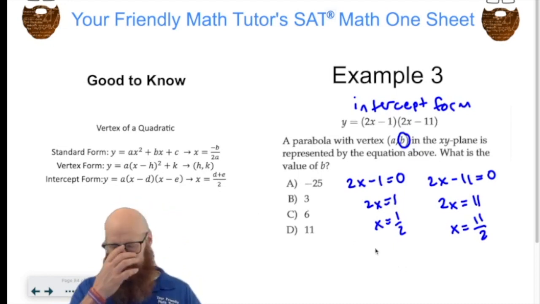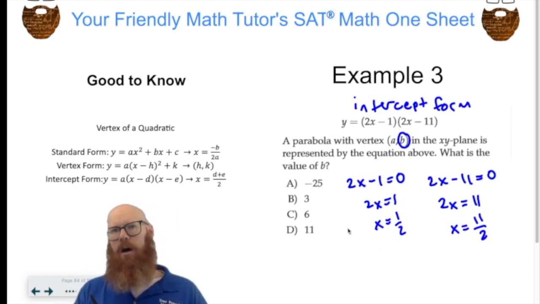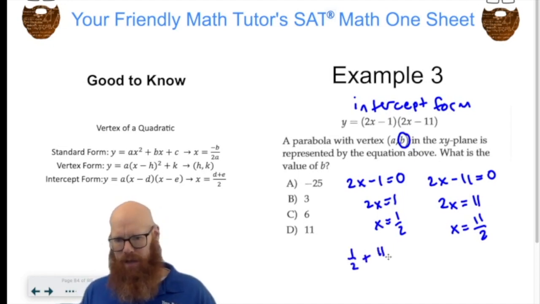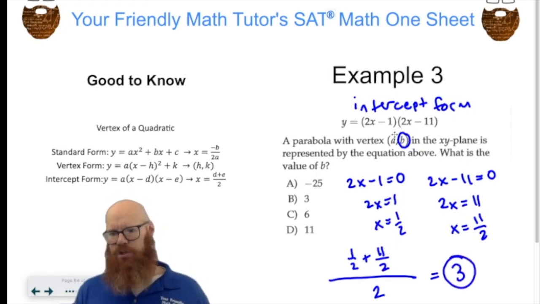So the vertex, since it's symmetrical, is in the middle. So halfway through, the average of the x-intercepts, so add them up and divide by 2. So what we'll do here is do (1/2 plus 11/2) over 2. Well, that's 12 over 2 is 6, 6 over 2 is 3. But the answer is not 3. They want the value of b, which is the y coordinate.